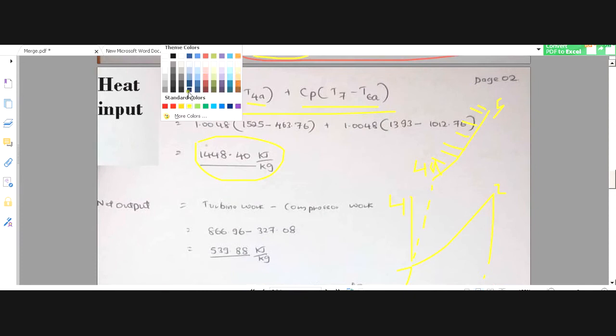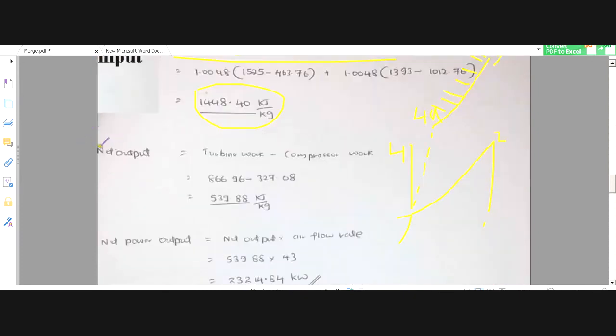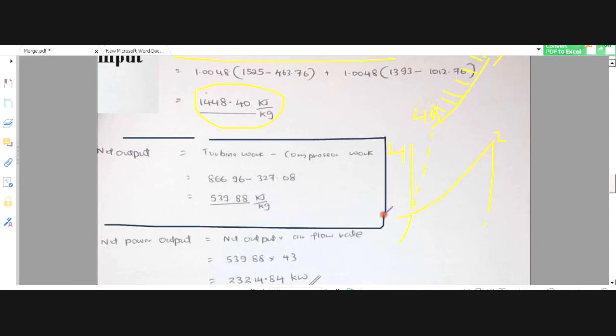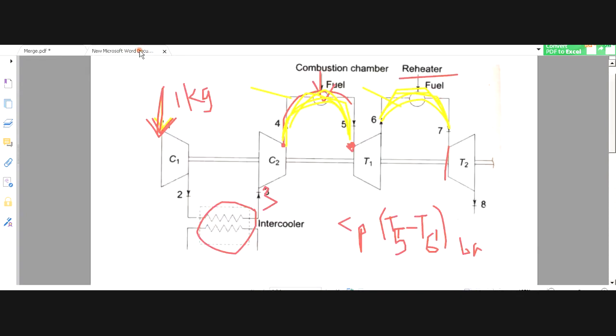So then let's focus on the next thing. Now the net output. The net output is a very special case where most of the students mix up. Now let me teach you something. If you consider these compressors, this compressor and that compressor, most of the students think that we are going to add heat externally to the compressors, but that is not the case. Actually these compressors are powered by the turbine, right?